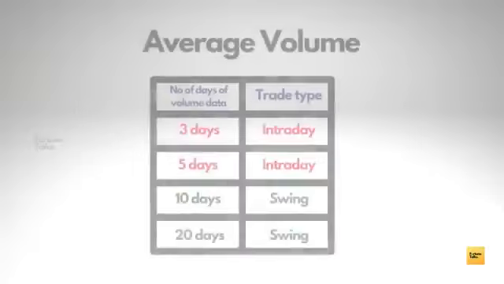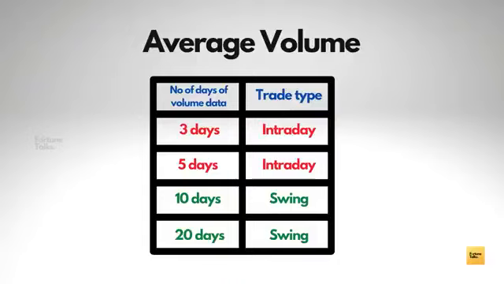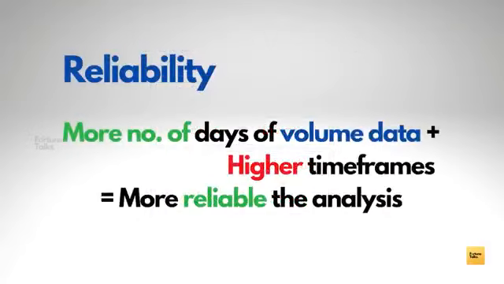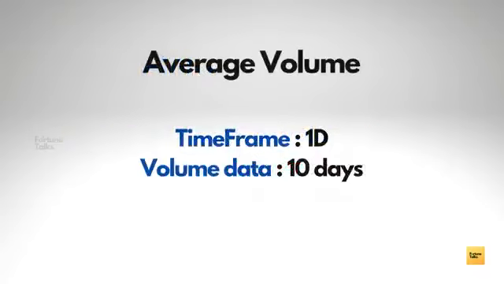As a practice, traders usually compare today's volume over the average of either last 3 days or last 5 days or last 10 days or even last 20 days volume, depending on the type of trader they are and what exactly is their time frame for analysis. Generally, the rule of thumb is that higher the time frame and higher the number of volume bars or data taken to calculate the volume, the more reliable the analysis is. For the sake of this video, let me consider the volumes from a swing trader's perspective. That is a 1-day time frame and 10 days of volume data for the average volume measurement.